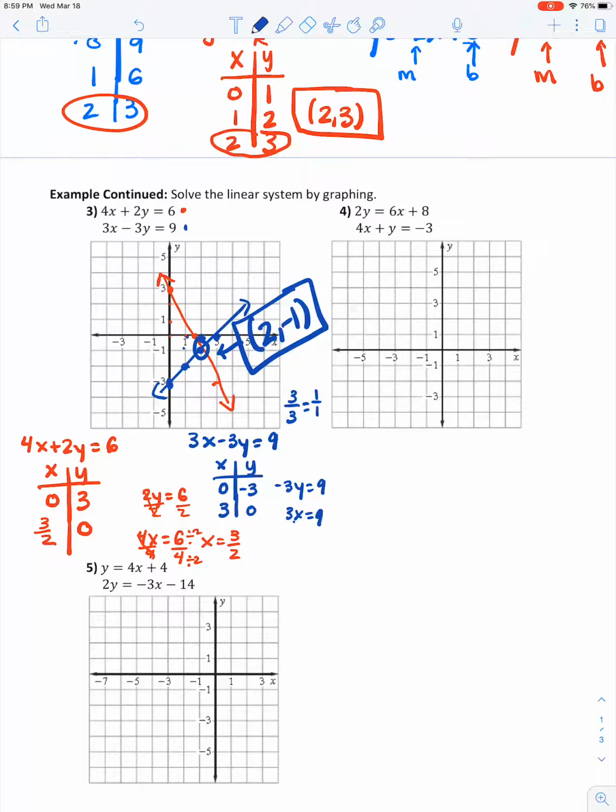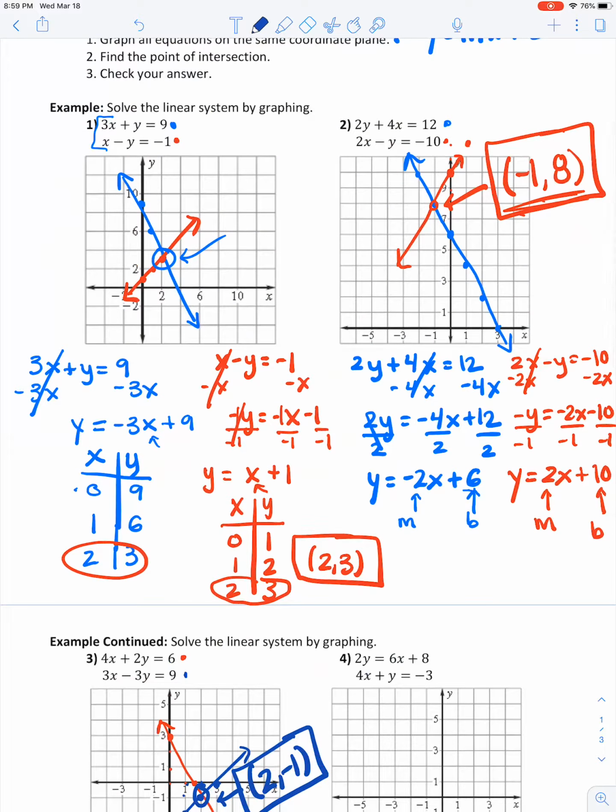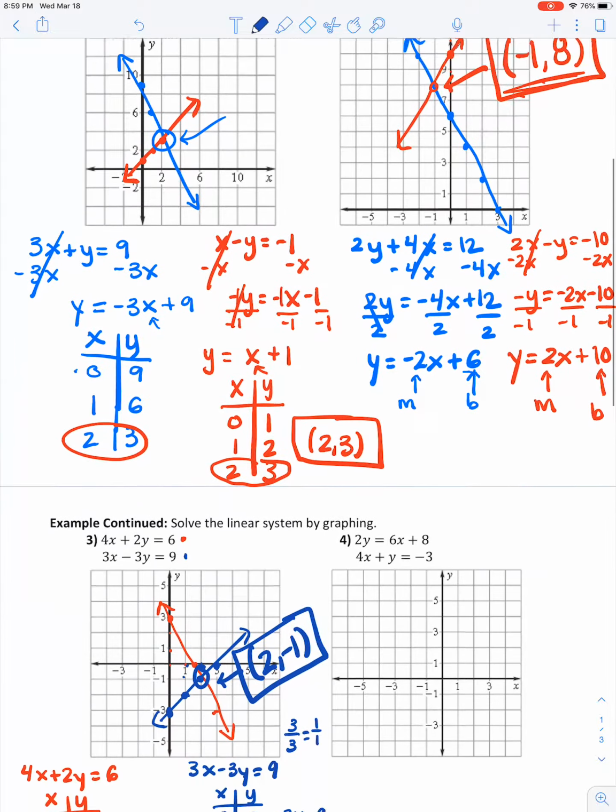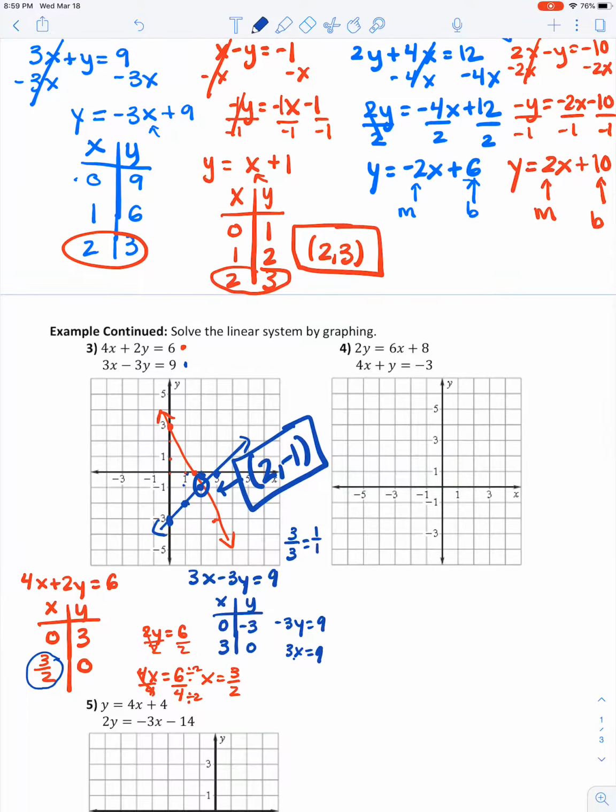So this method works okay, except for the fact that right here on the first equation, we ended up with a fraction, which made it not as easy to work with. Okay, I'm going to do another method like example number 2, which is using the slope-intercept form.